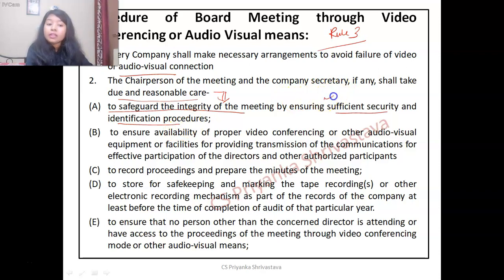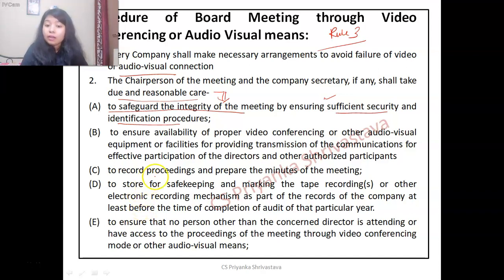So sufficient security regarding whatever discussion is there in the meeting: it should not be taped or recorded by any other director, misused by any person, and no intermediary should be there who is listening to our conversation. And there should be an identification procedure by which everyone can identify the director. Okay, and before conducting a meeting, we should be able to identify all the directors present in the meeting, and no person other than a director should be attending the meeting.